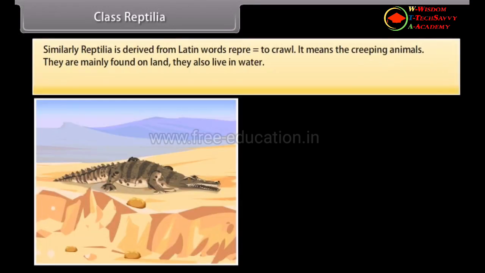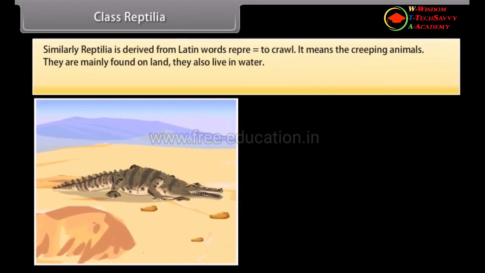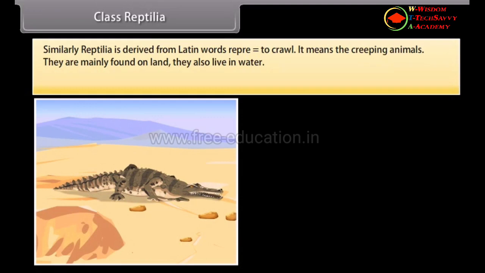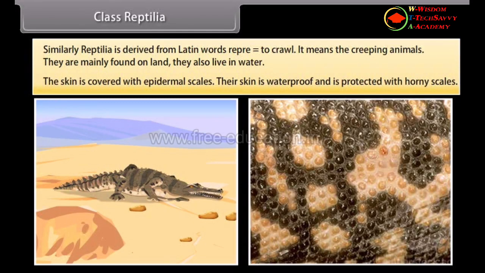Similarly, Reptilia is derived from the Latin word repere. It means to crawl. It means the creeping animals. They are mainly found on land. They also live in water. The skin is covered with epidermal scales. Their skin is waterproof and is protected with horny scales.